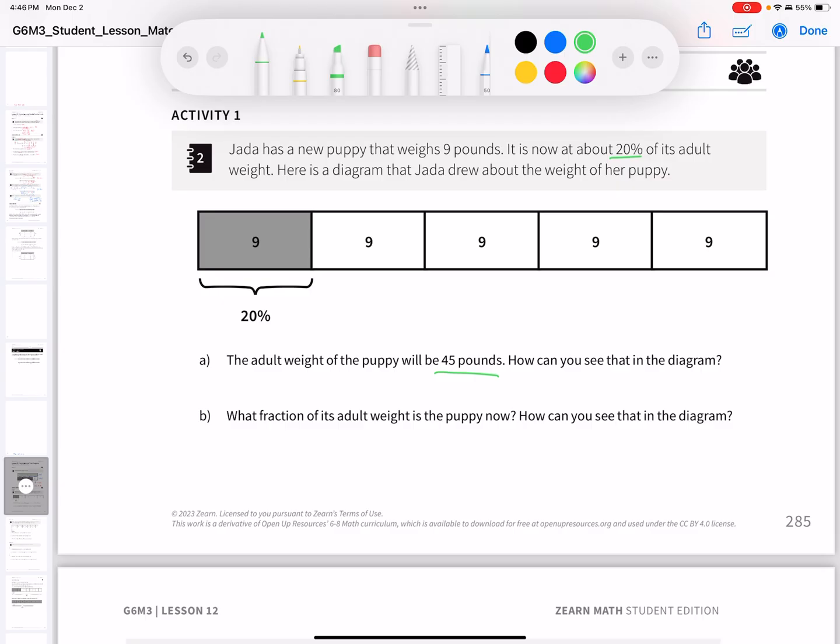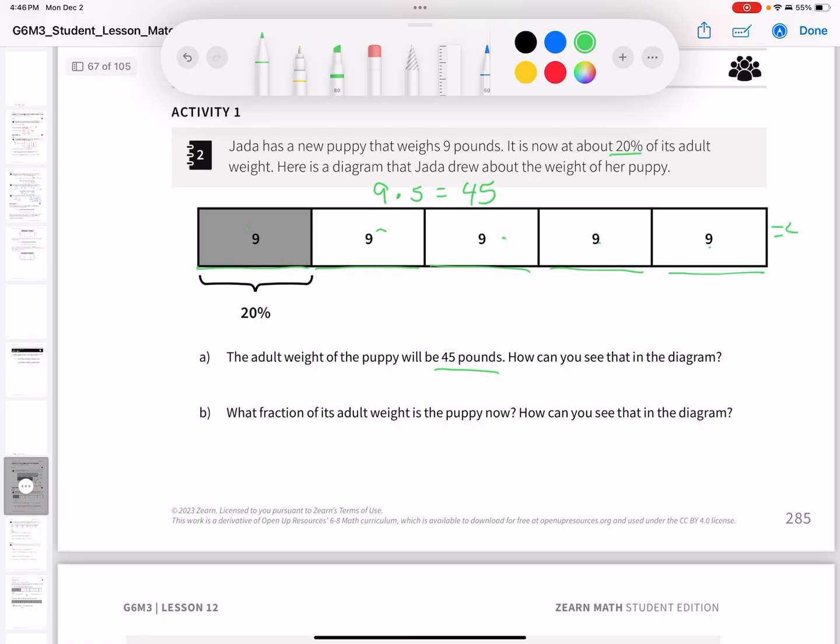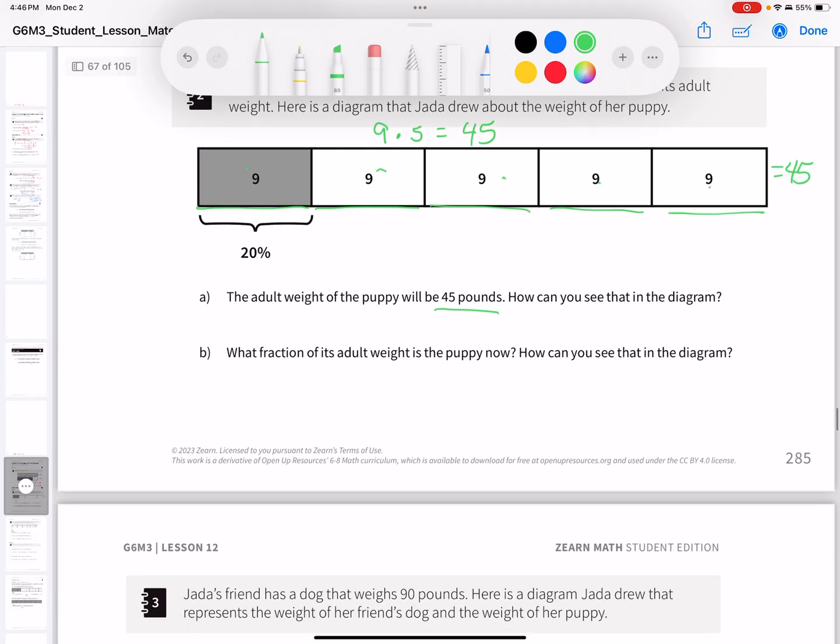Well, I can see that each one of these boxes is 20% or worth 9, and there are 1, 2, 3, 4, 5 of them. So that would be like doing 9 times 5, which equals 45. So all of these boxes together equal 45 pounds in this case. So I can see that in the diagram by each box is worth 9, and there are 5 boxes, and 9 times 5 is 45.